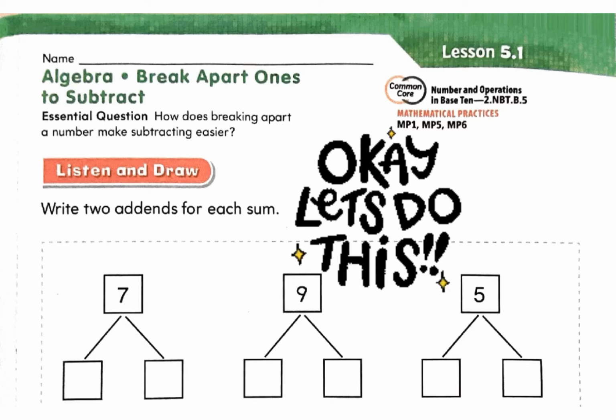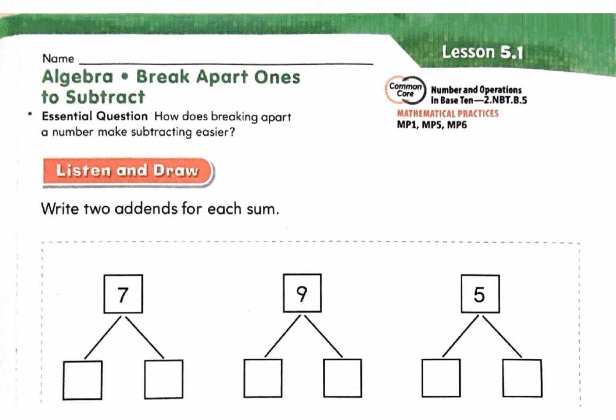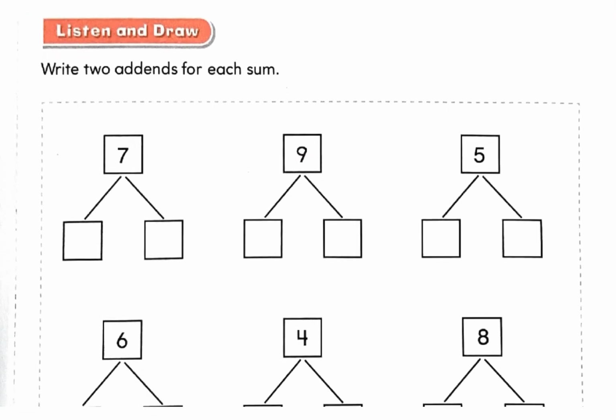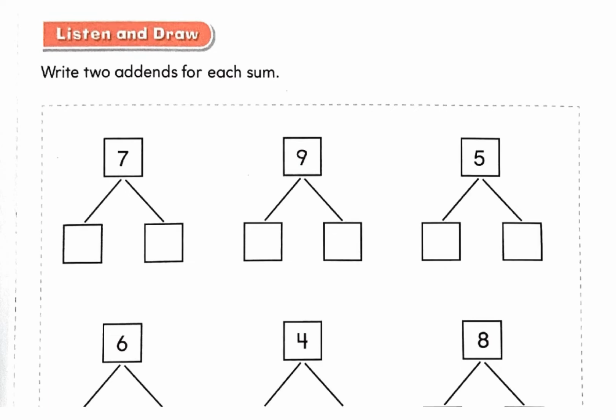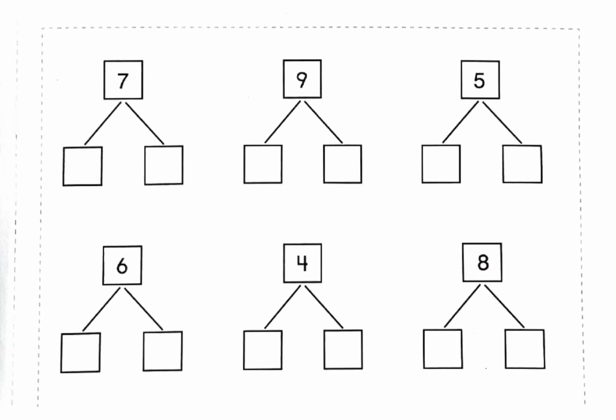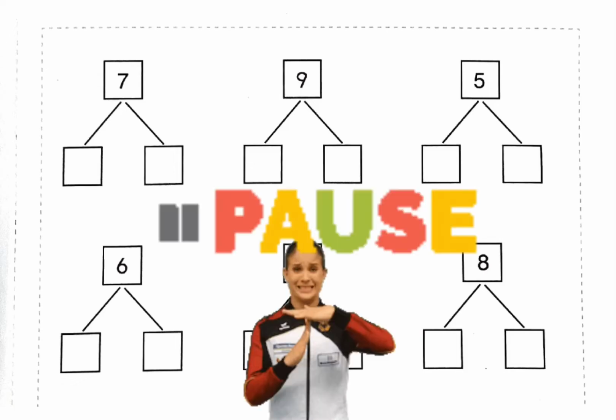Okay, so the essential question for today is, how does breaking apart a number make subtracting easier? We all remember breaking apart numbers to add back in chapter 4. So let's break apart some numbers now. You will write 2 add-ins for each sum below. And here's a hint, use double facts to solve. Pause here and fill in all of the boxes. When you are ready, press play and you will see how I filled them out.